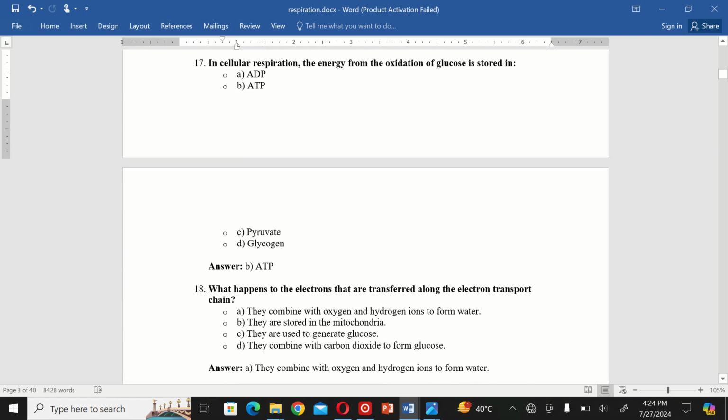The next MCQ is: in cellular respiration, the energy from the oxidation of glucose is stored in A. ADP, B. ATP, C. Pyruvate, and D. Glycogen. So the correct option is B.